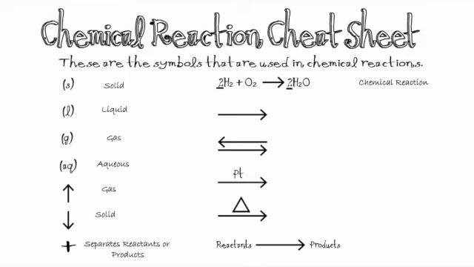This is an example of a chemical equation. 2H2 plus O2 yields 2H2O. The arrow means yields. If there is an arrow going both directions, this means that the reaction is reversible. An arrow with an element or a compound on the top means that there is a catalyst. An arrow with a triangle means that heat is added to the reaction. Reactants are on the left side of the equations, and products are on the right.